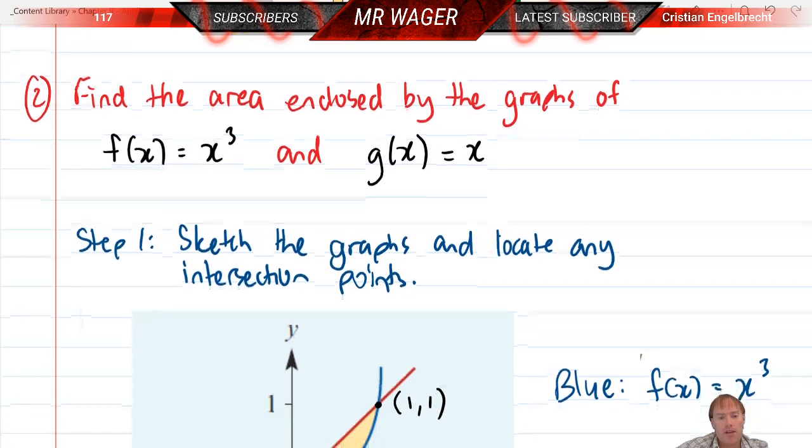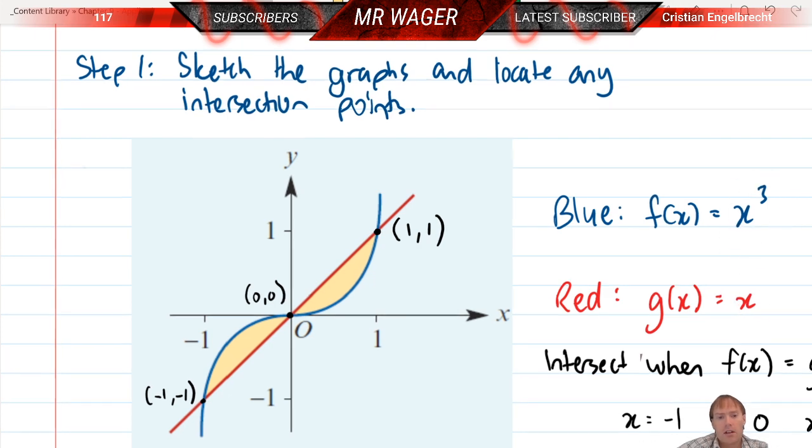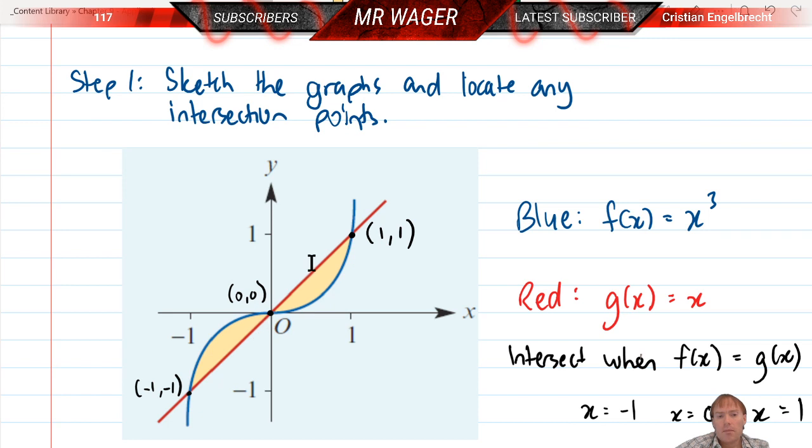If we sketch the two graphs, we've got the x cubed graph, which I've got in blue over here, f of x equals x cubed, and the red graph is g of x equals x. Those are our 2 functions. We're interested in the intersection points here because you can see that the graphs cross over each other. They cross over each other here at the origin and then again at 1, 1. So they cross in 3 points: at the origin, at 1, 1, and they also cross over here at the very beginning. So the area enclosed is these two sections here.